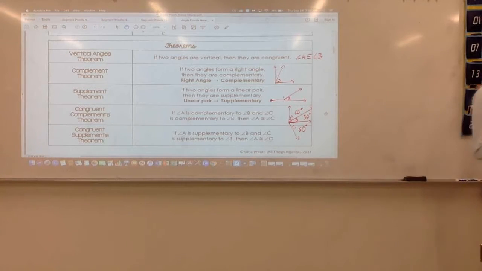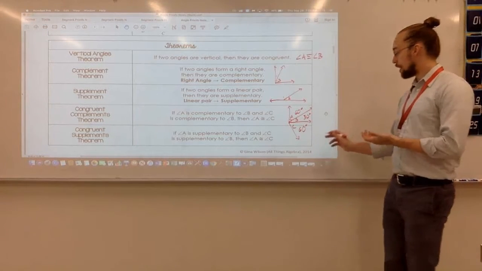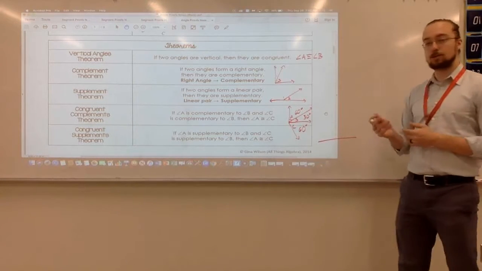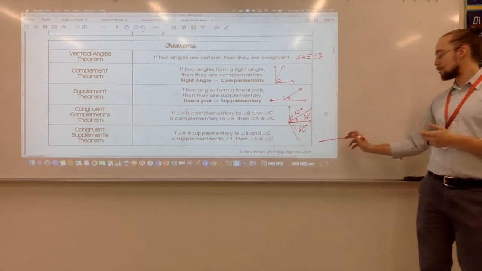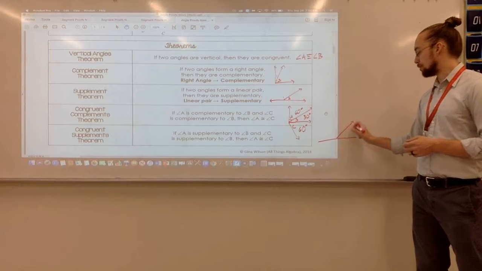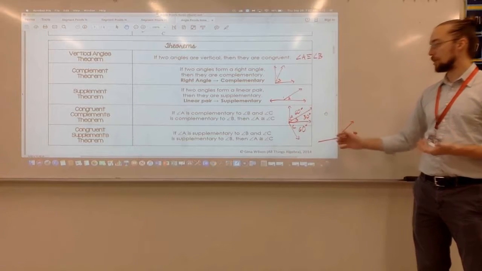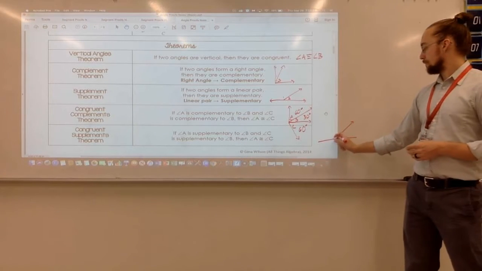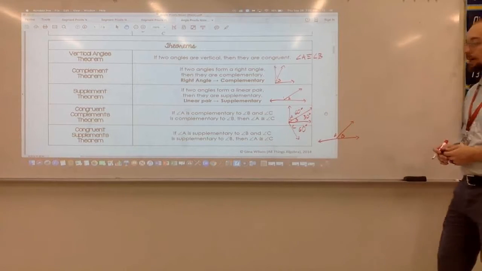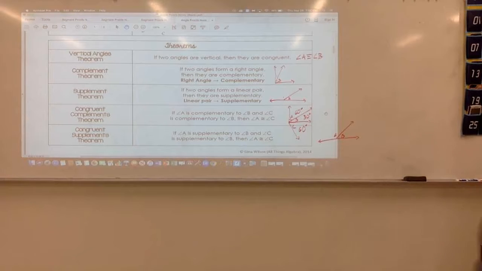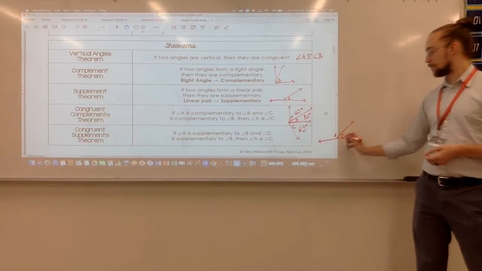Very similar idea for the congruent supplements theorem. If I have two angles that are supplementary to the same angle, they have to be congruent. And this one I think is a little bit easier to visualize. So if we say here's angle A, angle B, and we take some other angle C, and say that that is also supplementary to B.